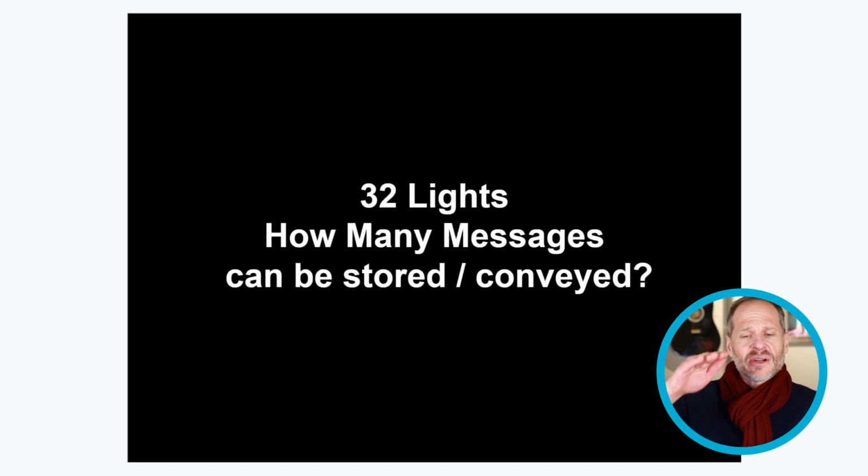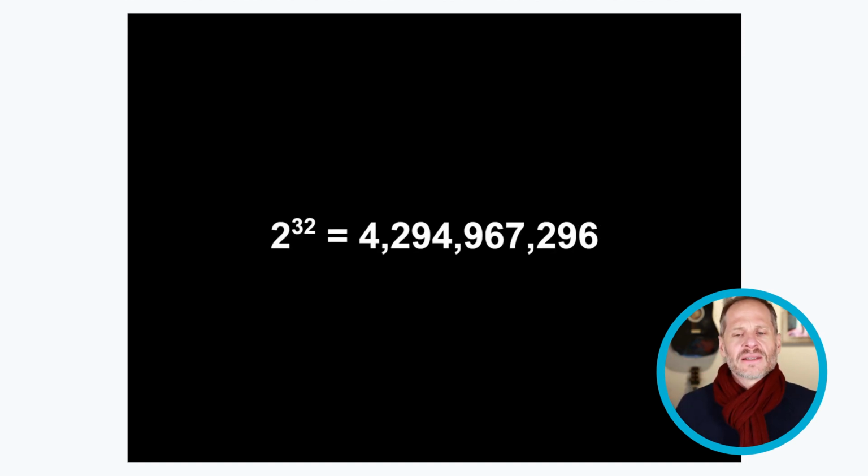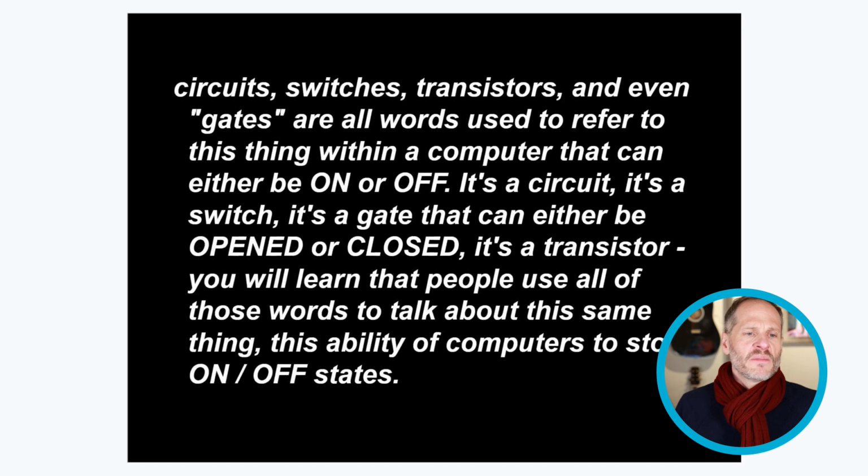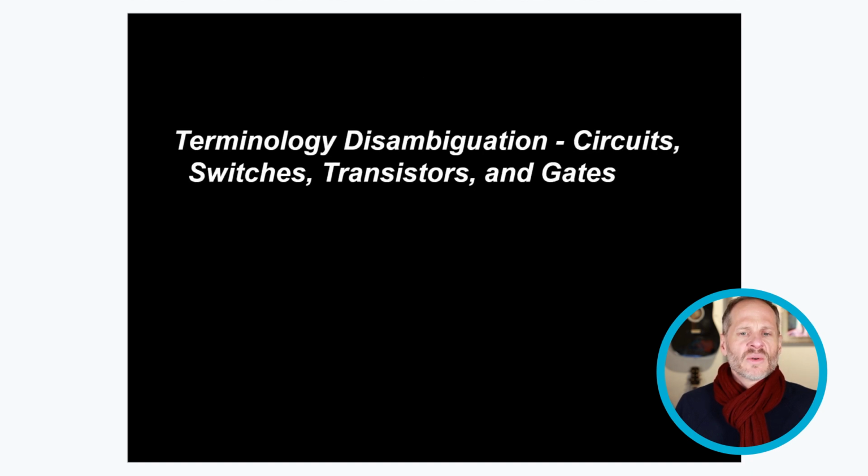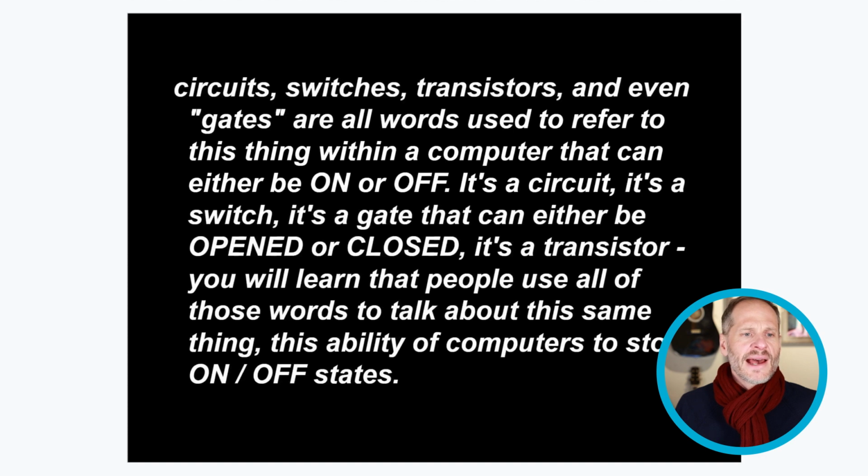And if we had 32 circuits, switches, transistors, call it what you will, we could store 4,294,967,296 different things if we're working with 32 switches that could be in different configurations of on and off. We could store 4.2 billion different things right there. So here's a little disambiguation between circuits, switches, transistors, and gates. You can pause the video and read that. And that's pretty much the fundamentals of how computers work.